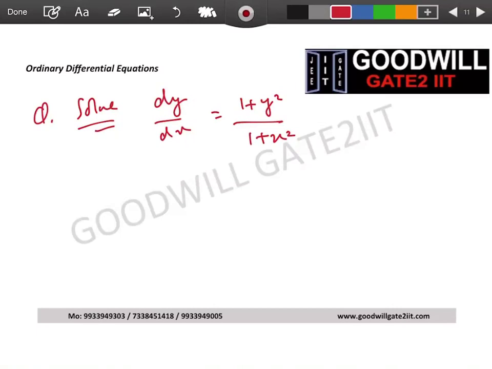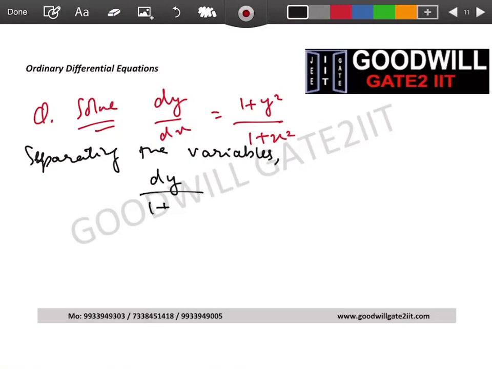Now looking at this equation, we can say that we can separate it in the form of y and x, right? So how can we separate it? Separating the variables, we get dy over 1 plus y square, taking 1 plus y square this side, and dx over 1 plus x square, simply, right? Fine.